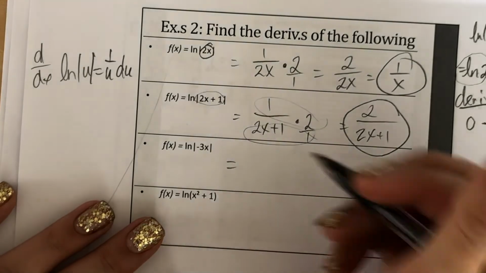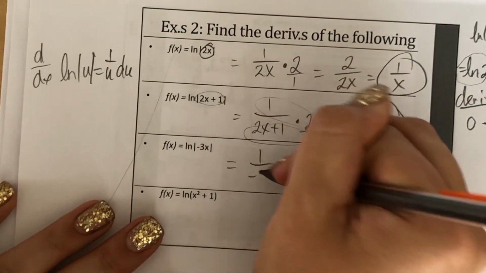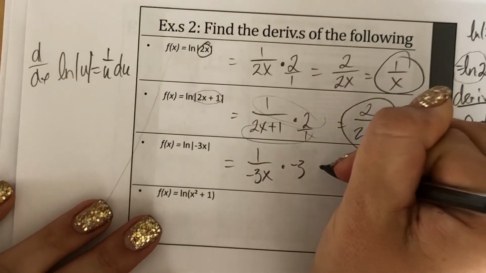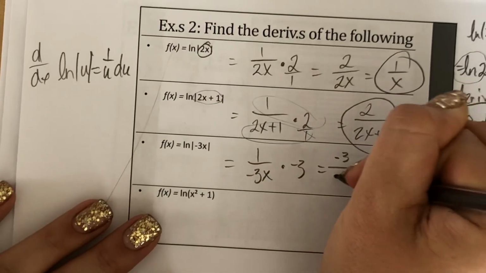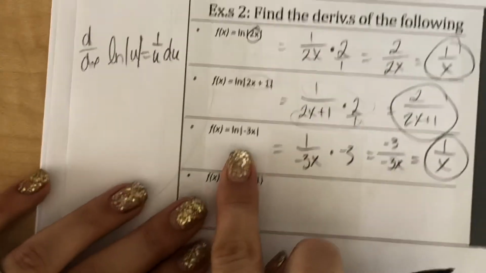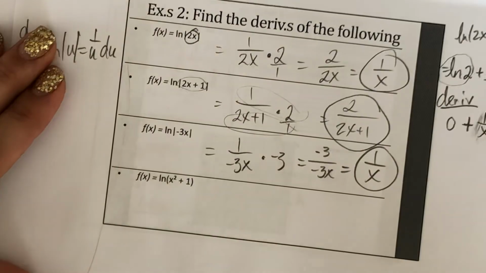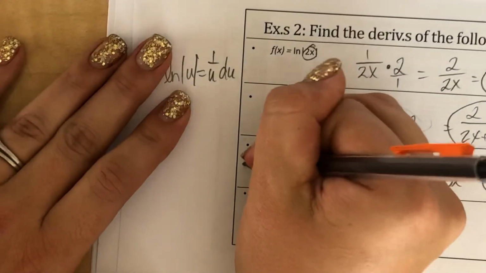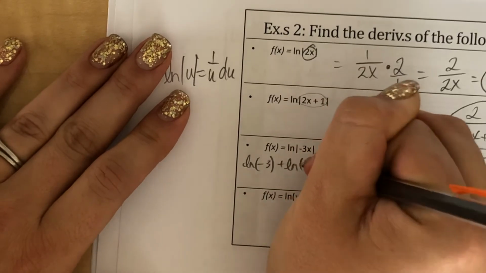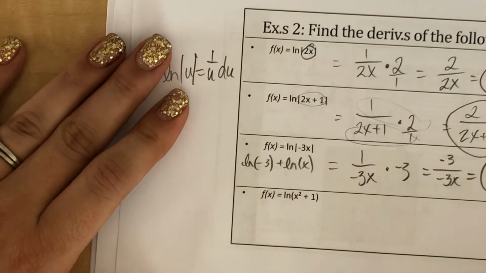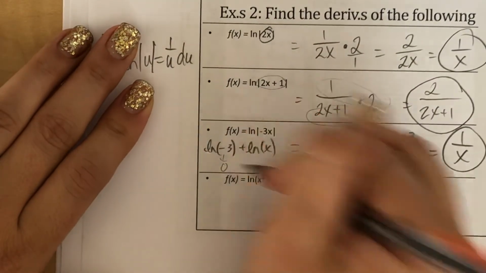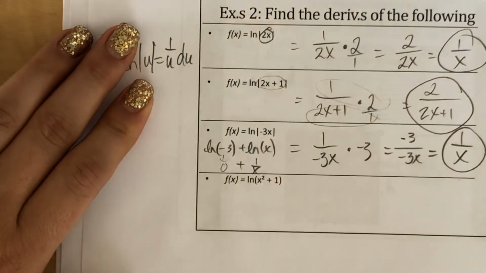Alrighty, let's do it together. So 1 over u times du, which would be negative 3 over negative 3x, which would be 1 over x. So super similar to this. Some of you might have rewritten it and done it in a different way and done ln of negative 3 plus ln of x. The derivative of the constant is 0, and then the derivative of ln of x is 1 over x.